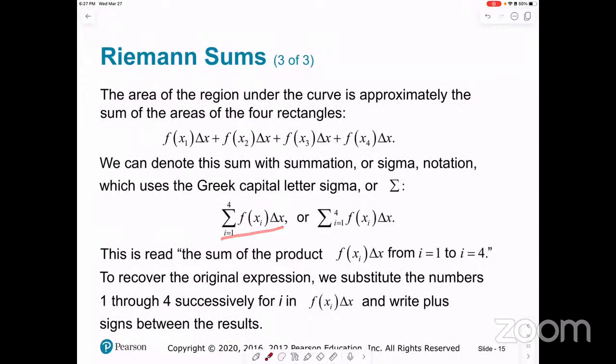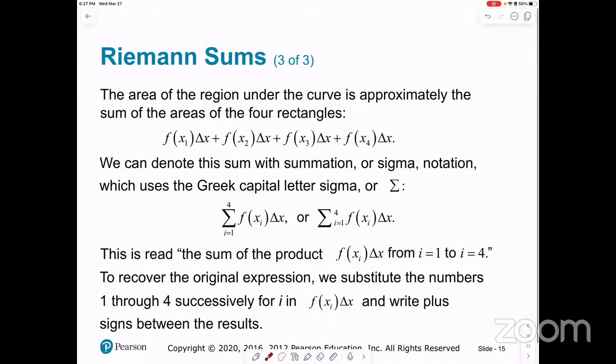All right, so that's essentially what this notation means. This is read the sum of the product f of x sub i delta x as i goes from 1 to 4. To recover the original expression, we substitute the numbers 1 through 4 successively for i in this expression, and we write the plus sign between the results, all right? So we let i be 1, we get an answer, plus when i is 2, you get an answer. You keep going until you get to i is 4, okay?